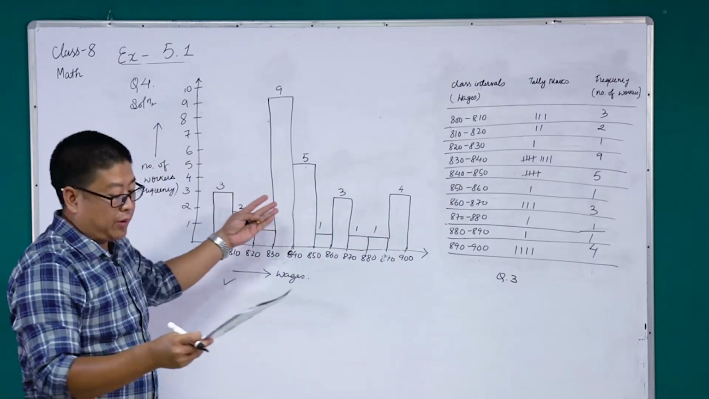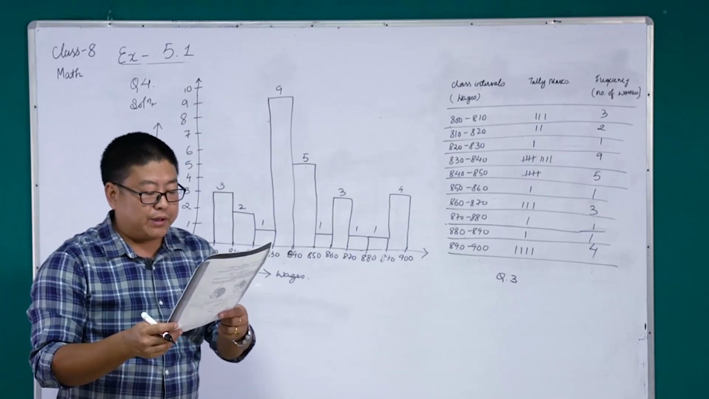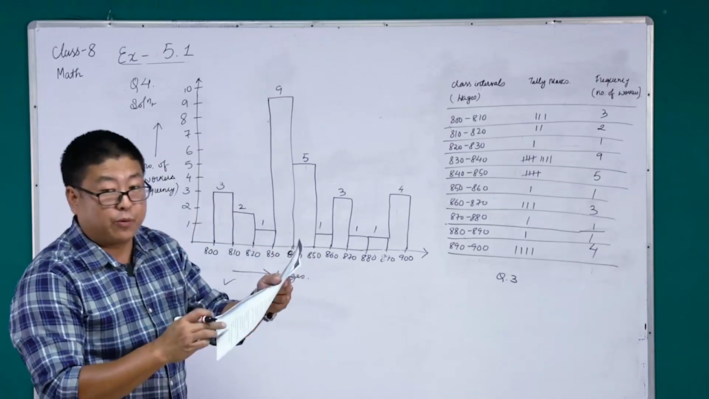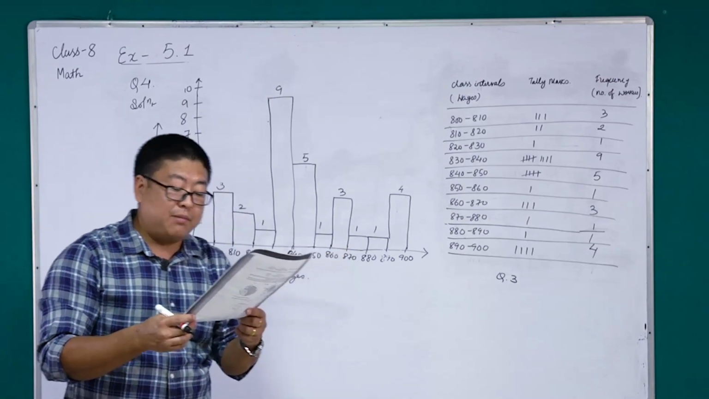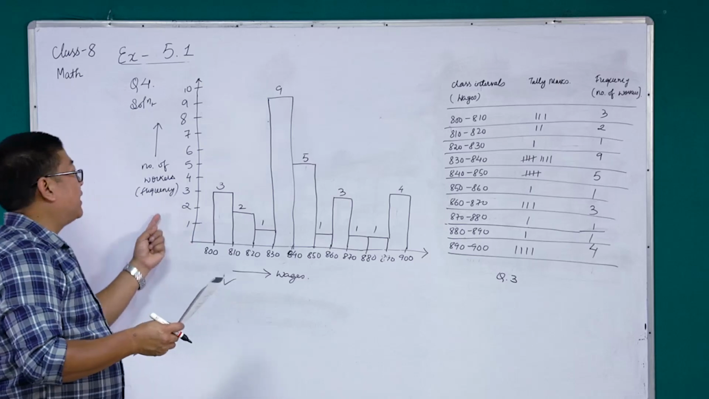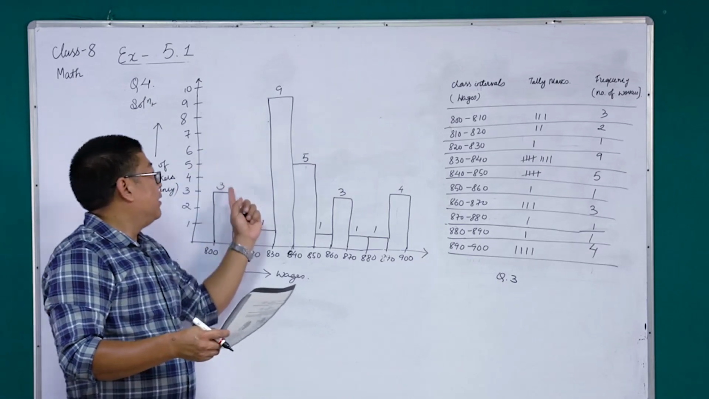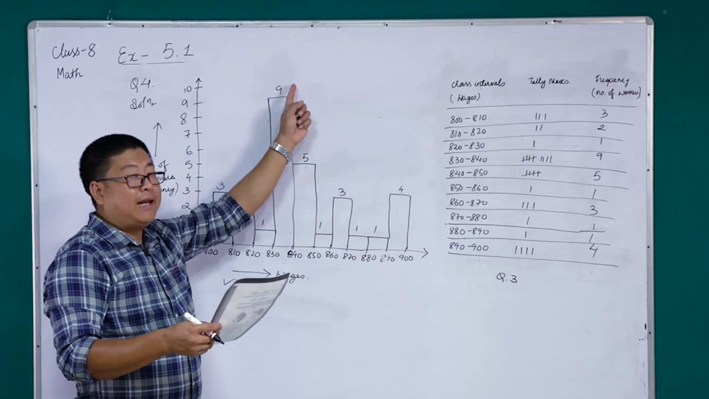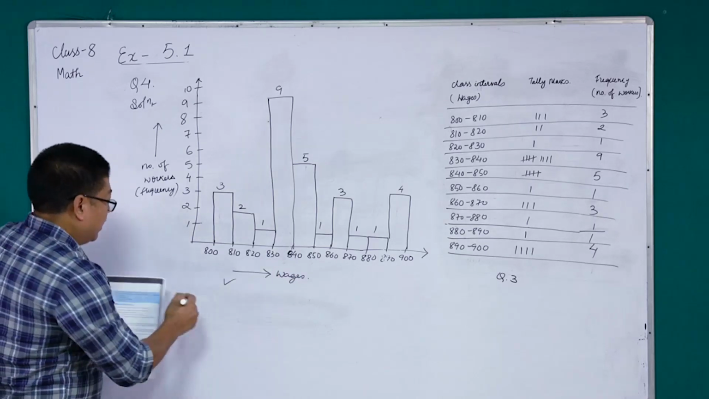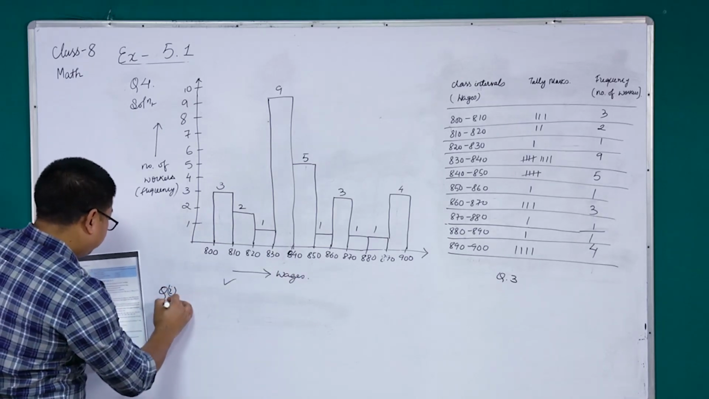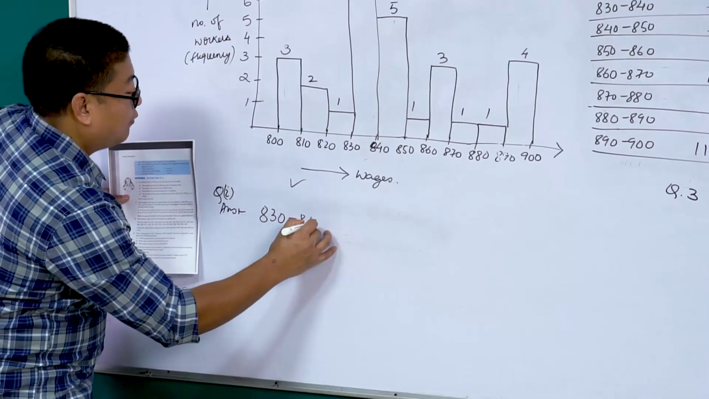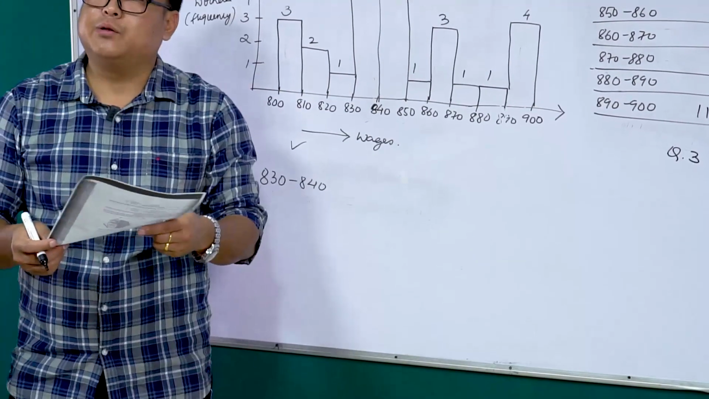Now, looking at this, we're going to answer a few questions. The first part of question number 4 is, which group has the maximum number of workers? If you look at this histogram, you can easily identify. Looking at the number of workers on the vertical line, you can see which number is the biggest. Now, 9 is the biggest. This 9 lies in between 830 and 840. So your first answer will be 830 to 840. The group will be 830 to 840.